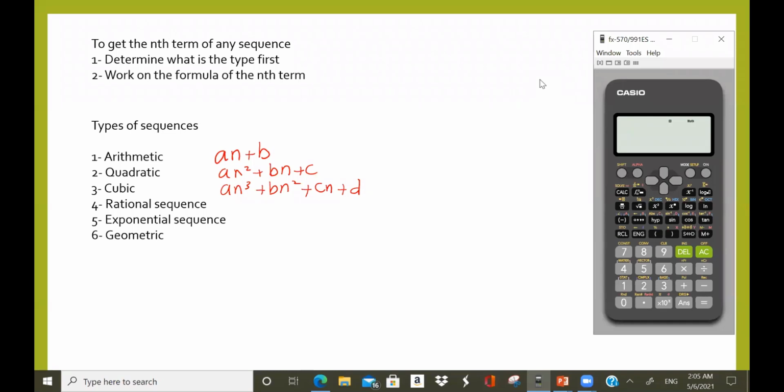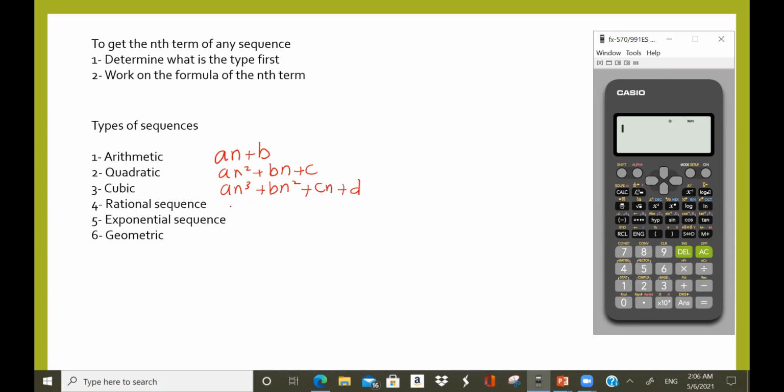Welcome back for part 2 of the PDF sequences. How do you figure out the nth term of a sequence? We already started last time about the types of sequences, and we have done the arithmetic, the quadratic, and we have done the cubic. So now we're going to move to the rational sequence and the exponential sequence. We can avoid doing the geometric in here. The exponential and geometric are a bit close, so we need to focus on the rational sequence and the exponential sequence.